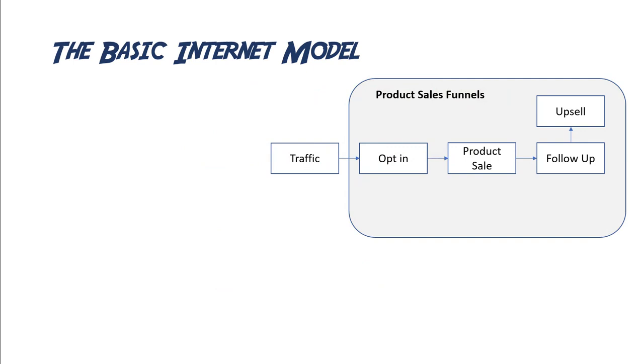This is the basic internet model. You have traffic. The traffic then gets into what is called your sales funnel, where they opt in, where you sell them the product, where you follow up after the sale, and where you eventually sell them something else in an upsell. That's basically it. All internet sales works that way.